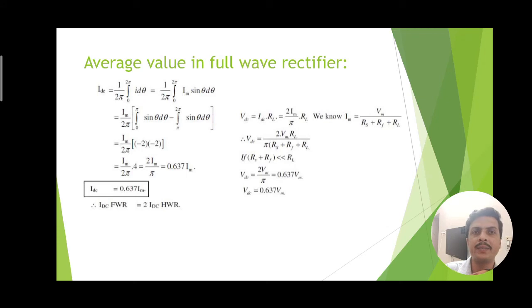The DC current expression for the full wave rectifier can be calculated for the full cycle. Earlier, in the case of a half wave rectifier, we have seen that for the half cycle it has a finite value, and for the remaining half it is 0.